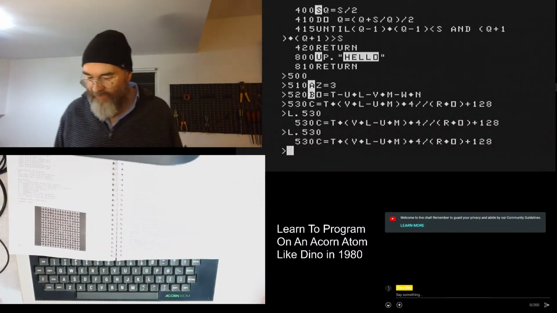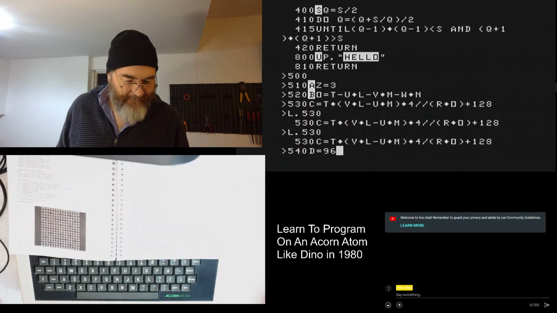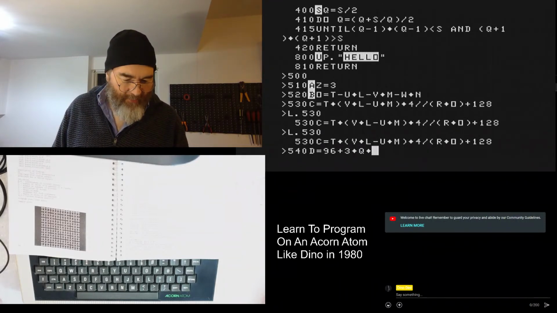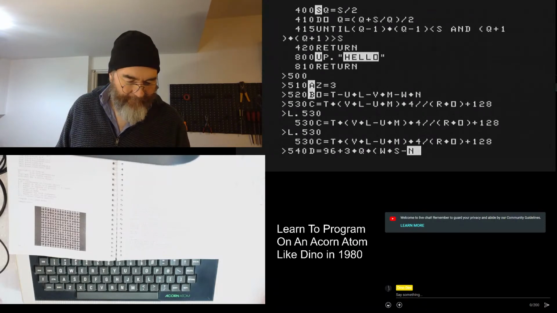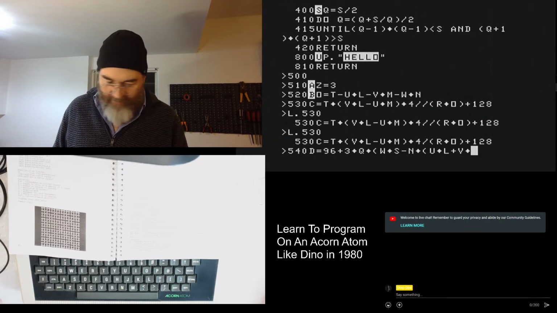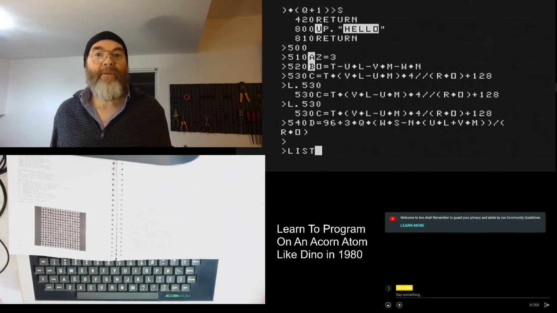Yeah, okay. Right, next line, 540, is going to be D equals 96 plus 3 times Q times open parenthesis W times S minus N times N times open parenthesis U times L plus V times M divided by R times O. Right, let's check that.